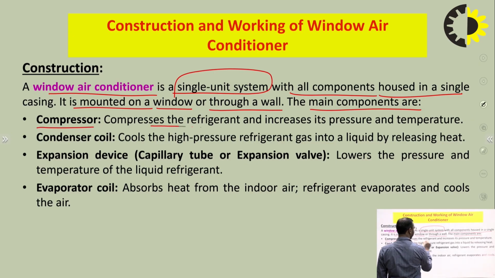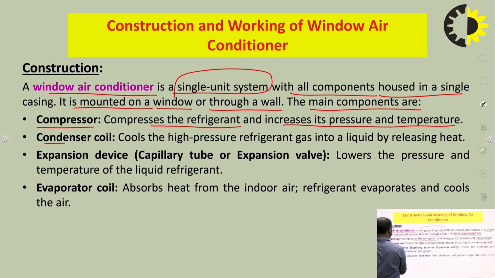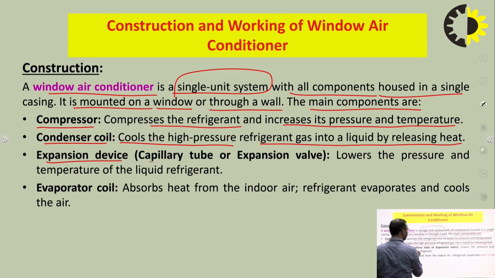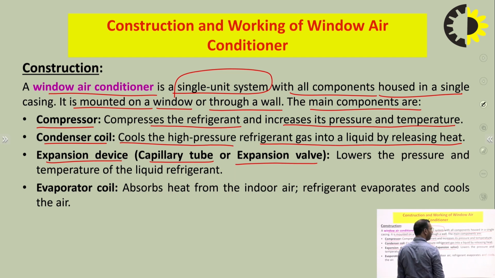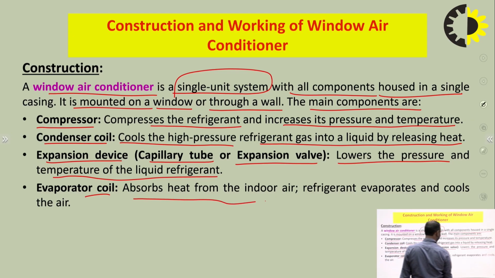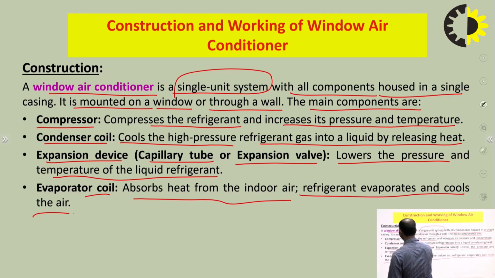It compresses the refrigerant and increases its pressure and temperature. Then the condenser coil cools the high pressure refrigerant gas into a liquid by releasing heat. Then an expansion device like a capillary tube or expansion valve lowers the pressure and temperature of the liquid refrigerant. Then the evaporator coil absorbs heat from the indoor air, the refrigerant evaporates and cools the air.